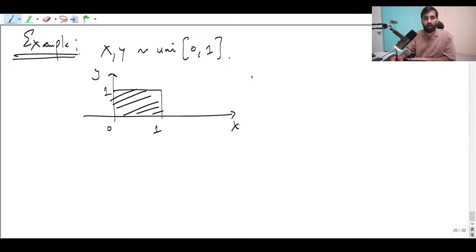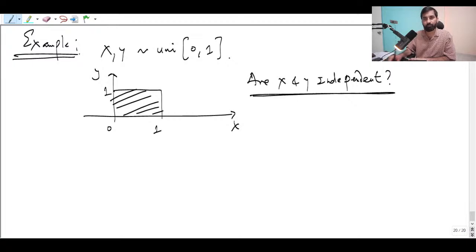Now are x and y independent? Question. So what will be your answer? You will say yes. Why yes? Because you can see here, you take any value of x, x is going to be between 0 to 1. Y is going to take 0 to 1, right? So they are symmetrical. Yes, so it is independent.